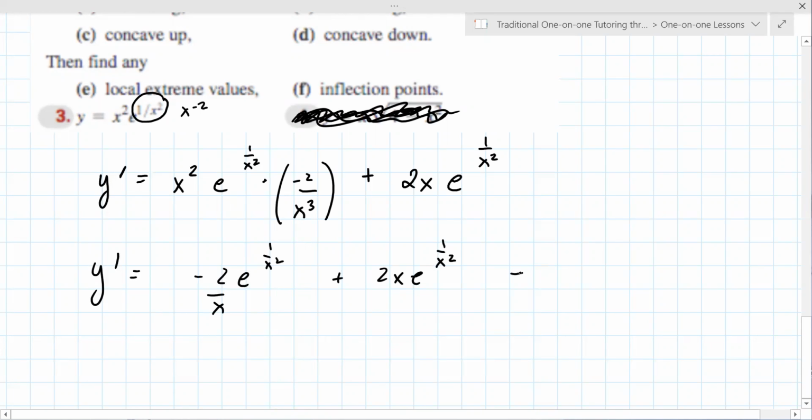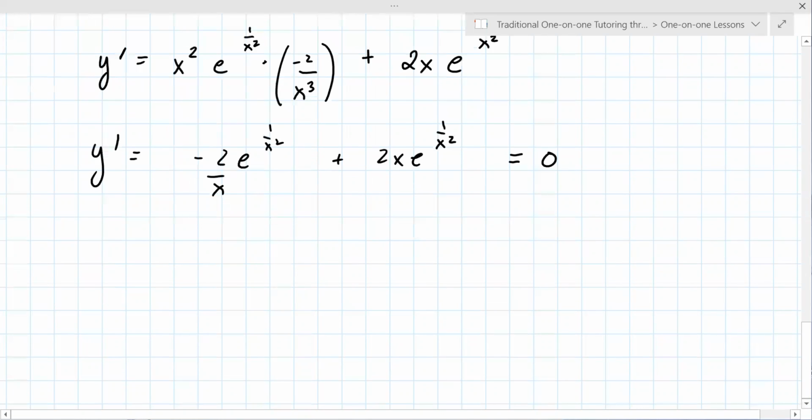We're not going to do it right now. We're going to set it equal to 0. When you set something equal to 0, this is where it's a heavy dose of pre-calculus college algebra stuff. So you have to factor out anything that's common to both. Like e to the 1 over x squared is common, and you can actually factor out a -2 from both. So you get 1 over x minus x inside parentheses.